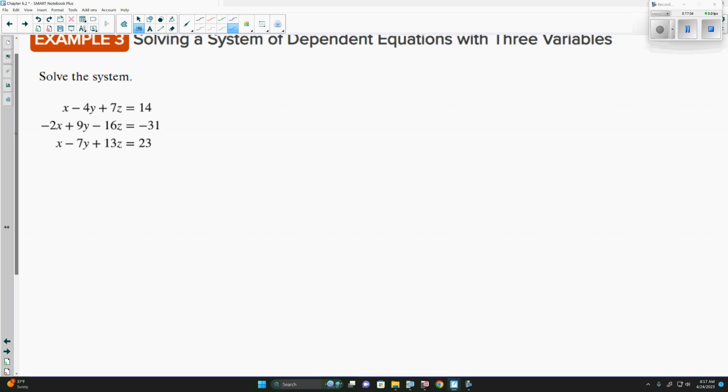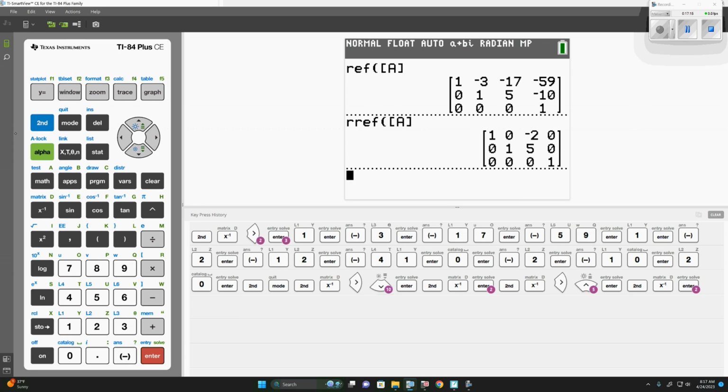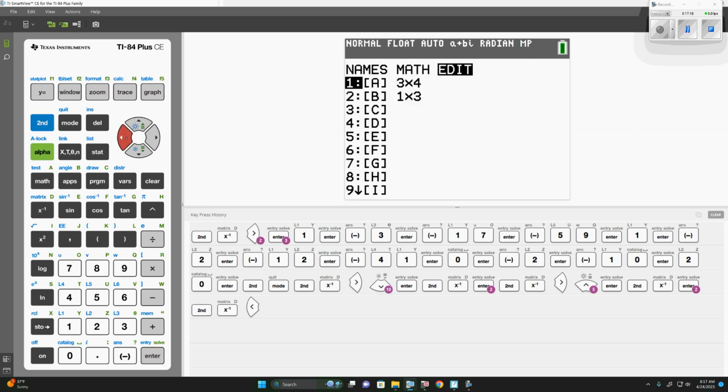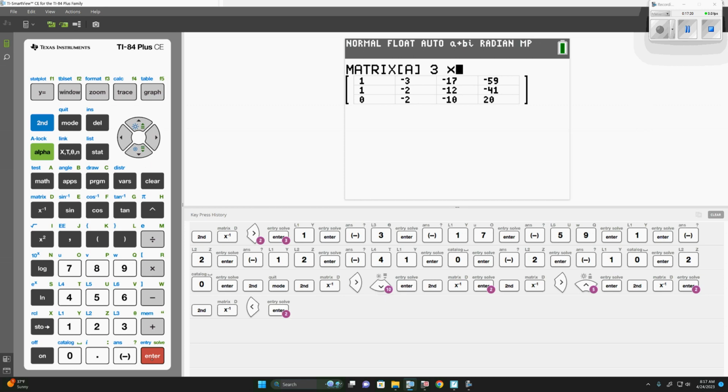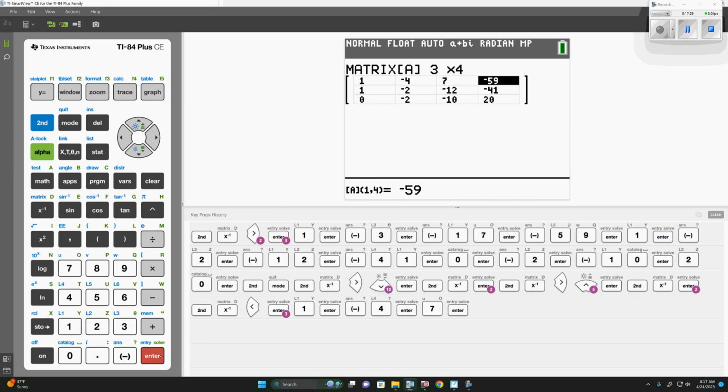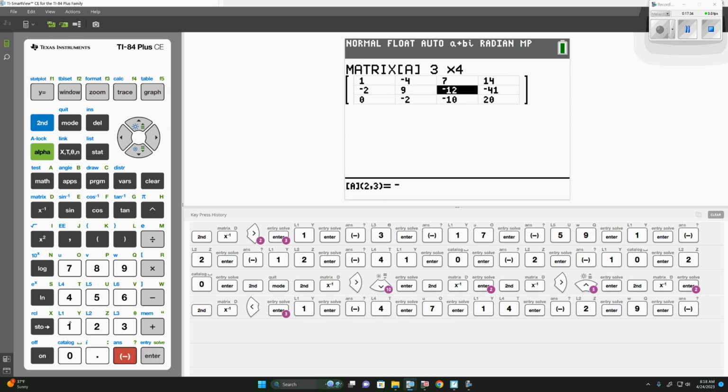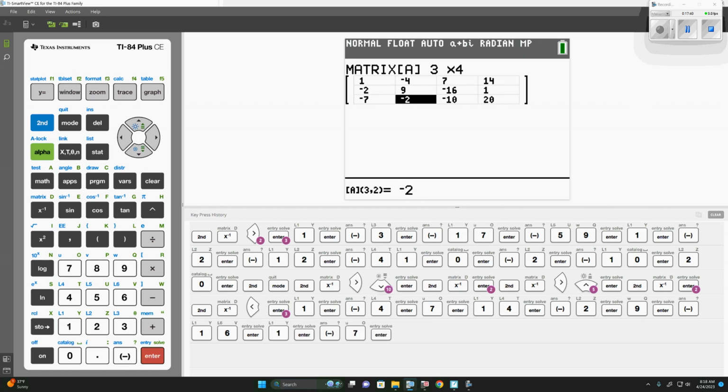Solve the system with 3 variables. Now again, we've seen how to do these, especially by hand. Now we can also do them in the calculator. We can go second matrix over to edit. So the next one we're looking at is a 3 by 4. So we have 1, negative 4, 7, 14, negative 2, 9, negative 16, 1, negative 7, 13, 23.